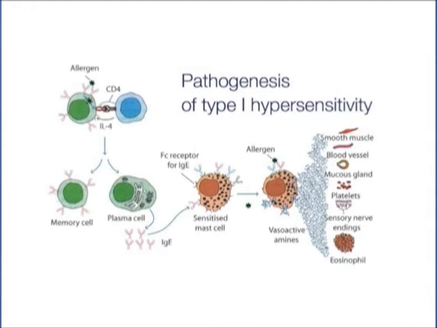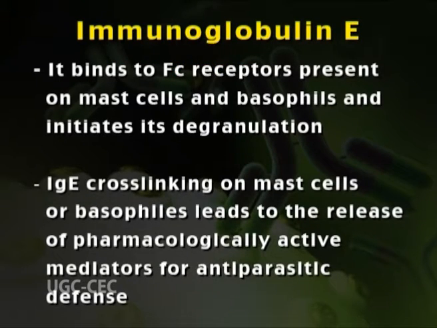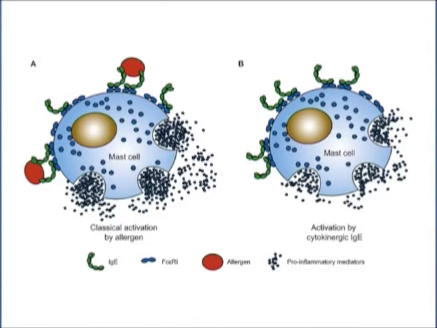IgE antibodies are involved in hypersensitivity reactions. They are present in serum in very low concentrations such as 0.3 micrograms per ml and contain epsilon type of heavy chain. Its molecular weight is 1,90,000 Daltons. It binds to Fc receptors present on mast cells and basophils and initiates its degranulation. IgE crosslinking on mast cells or basophils lead to the release of pharmacologically active mediators for antiparasitic defense.